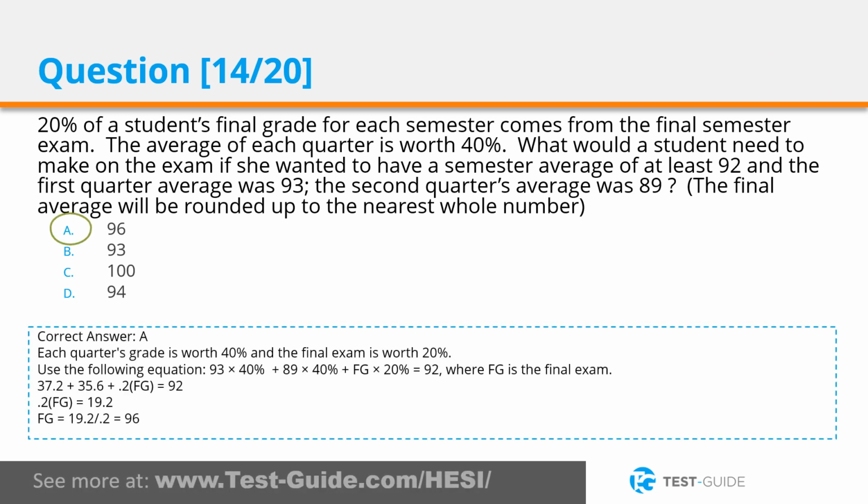Correct answer A. Each quarter's grade is worth 40% and the final exam is worth 20%. Use the following equation. 93 times 40% plus 89 times 40% plus FG times 20% equals 92, where FG is the final exam. 37.2 plus 35.6 plus 0.2 times FG equals 92. 0.2 FG equals 19.2, or FG equals 19.2 divided by 0.2, which is 96.